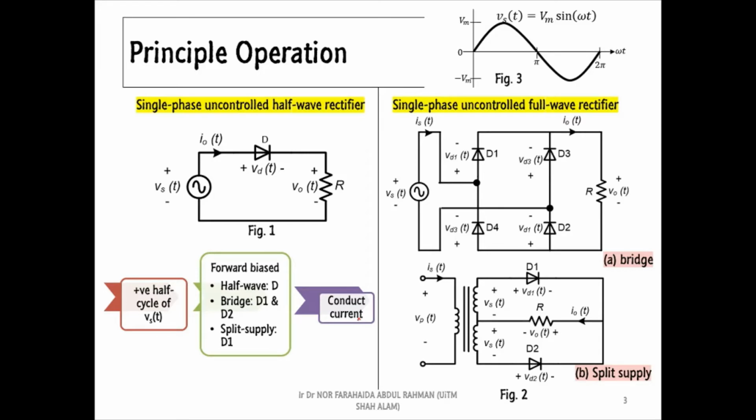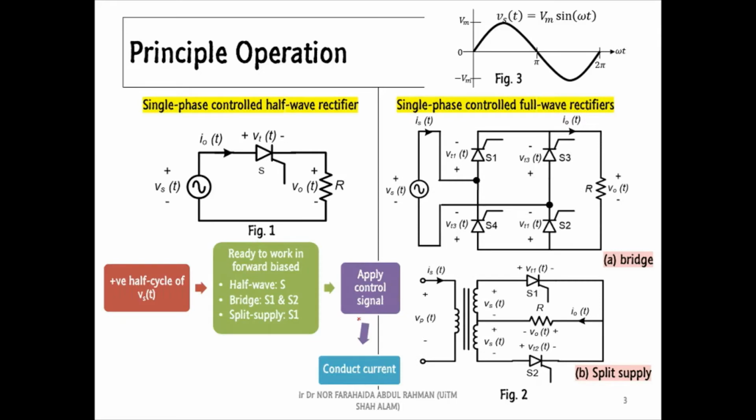Now, we will consider the principal operation of controlled rectifiers. As you can see in the flowchart, the thyristors are not working in the forward bias even though the anode terminals are positive. Instead, the thyristors are ready to work in forward bias with the presence of a control signal. Once the control signal is applied to the gate terminals, the thyristors are turned on and conduct the current.